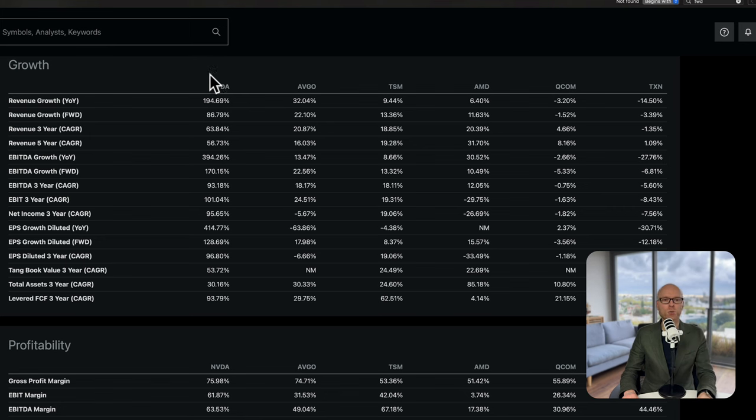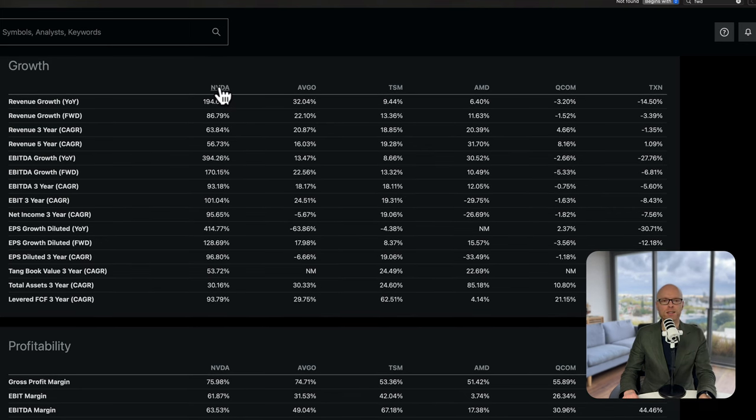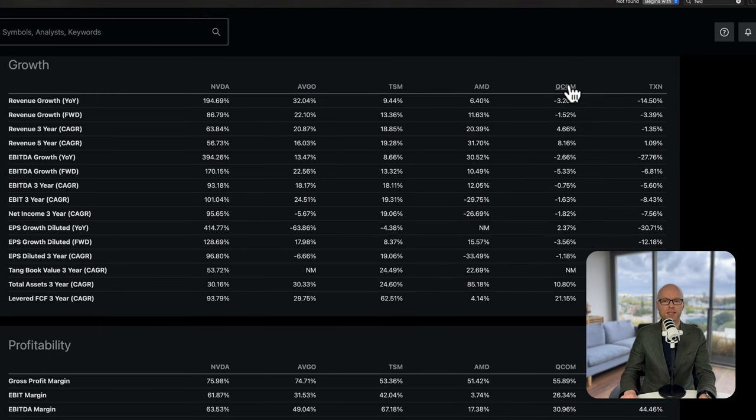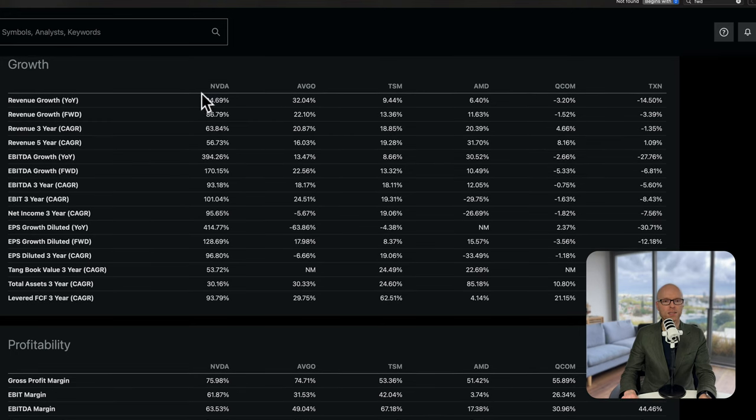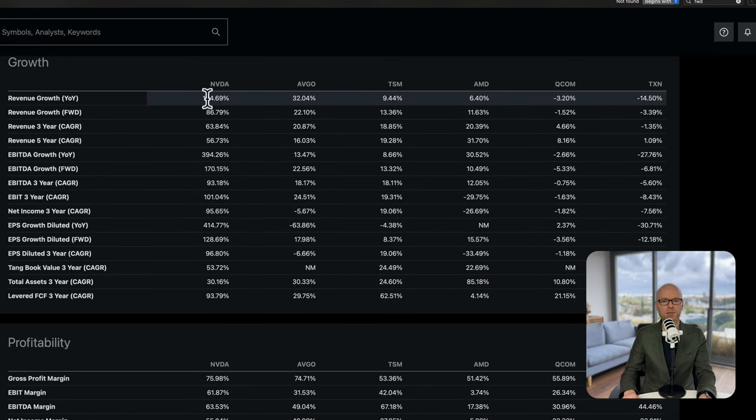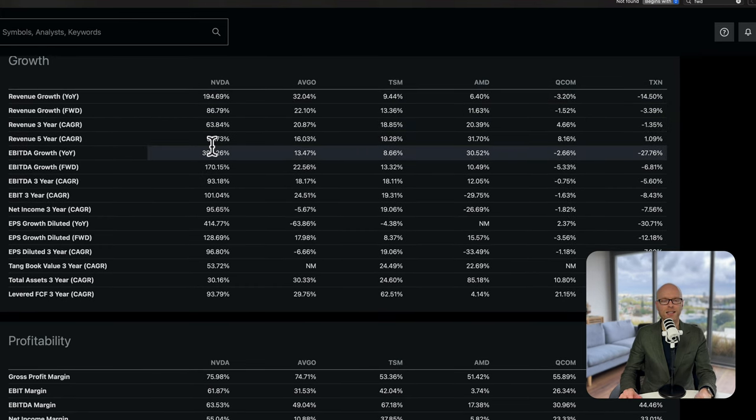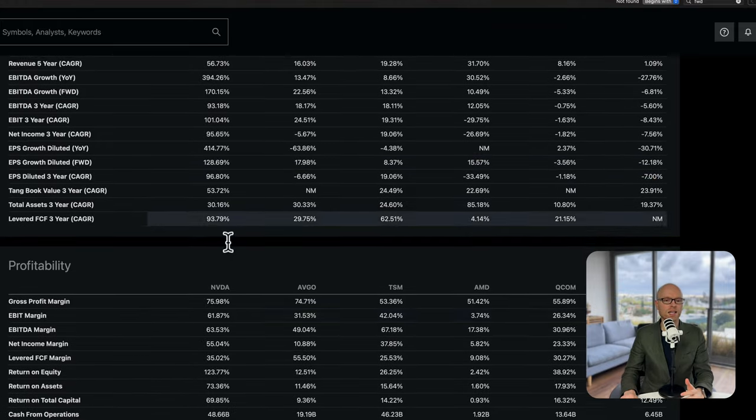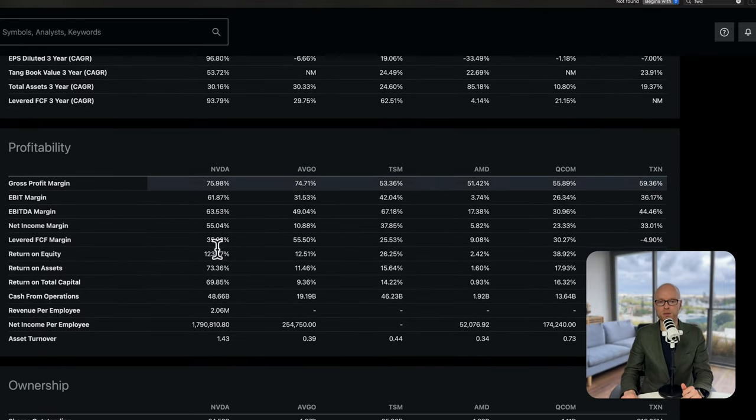Of course, we have to pay attention to other competitors in the market. Here you can see Nvidia, Broadcom, TSM, AMD, Qualcomm, and TXN. And the growth rate of AMD is many times higher than what you can see in other companies. Therefore, Nvidia will justifiably attract a higher multiple because it is growing faster and it is a lot more profitable.